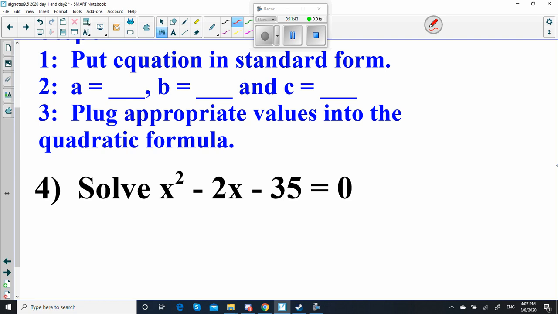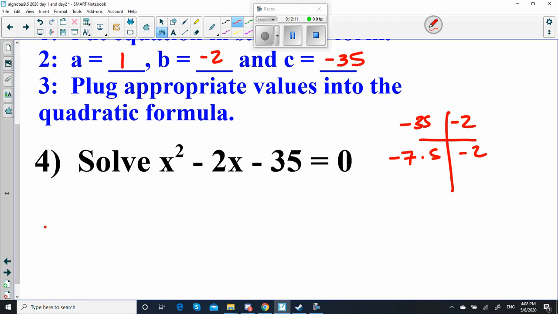I'm looking here for factors of negative 35 that give me negative 2. I'm thinking about 7 and 5 where the 7's negative. That works for me, so this one would factor. But I'm not going to factor; I'm going to use the quadratic formula just to show you. In this equation, there's no visible A, but there is an A: it's a 1. B is negative 2, and C is negative 35.